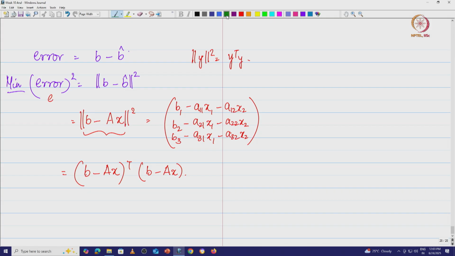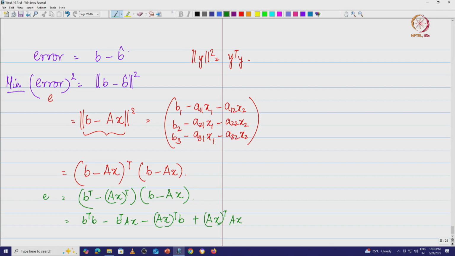This is what we get, which is nothing but, let me write this as (b transpose minus (Ax) transpose) into (b minus Ax). Let me call this squared error, or let me call this as E. So what is this? This is going to be b transpose b minus b transpose Ax minus (Ax) transpose b plus (Ax) transpose Ax. This is what I have, right.